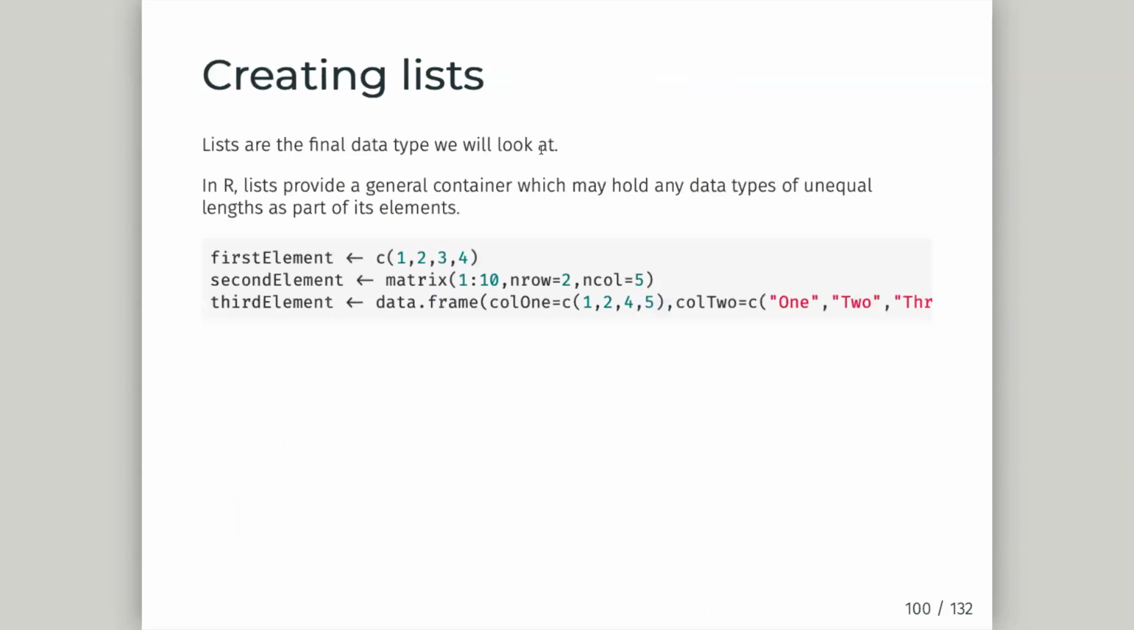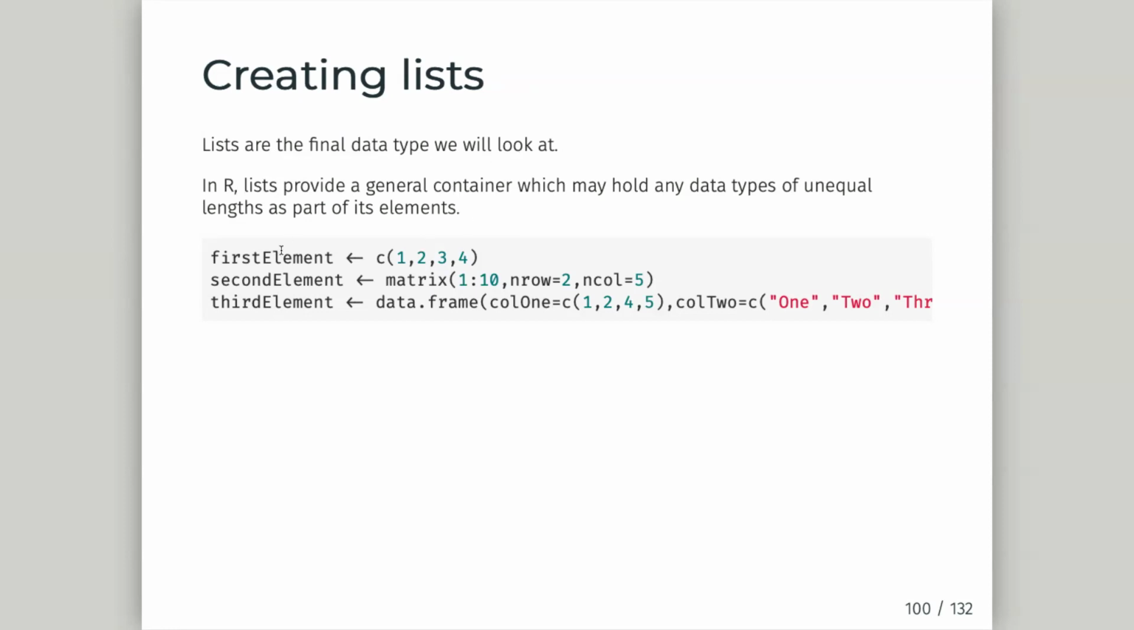So lists are the final data type we're going to look at. I would say lists really provide this general container which can hold any types of data, and it can hold data of unequal lengths as well. Lists are a very simple kind of object in some way, where you can store different types of data, but in the same kind of structure.